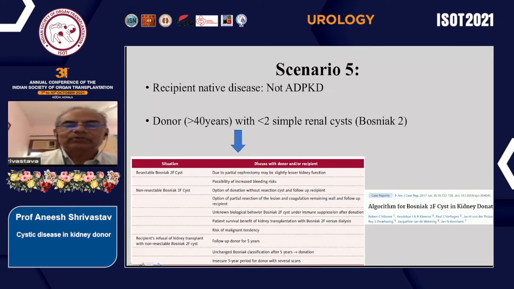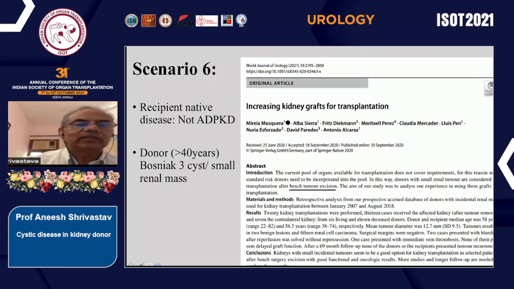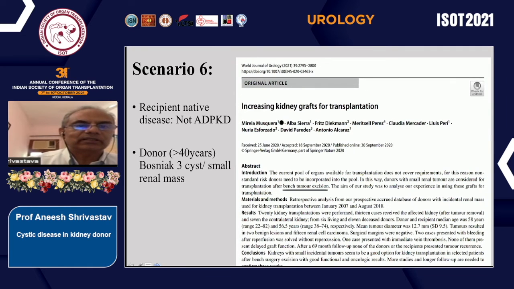In this, if there are Bosniak 2 cysts, 2F is a little more dangerous and needs cautious dealing. 1 and 2 you can still follow. In 2F, you can follow him for 5 years and then he can be a good donor if there were no other donors in the family. Otherwise, you can remove this cyst and then take them for donation. Similarly, in 3, and it's only a Bosniak cyst, there is no ADPKD in the family, you can excise the cyst on the bench and then transplant.